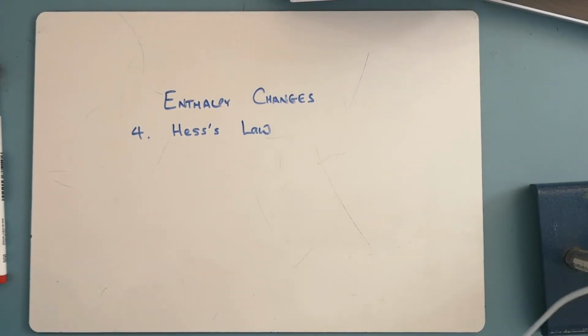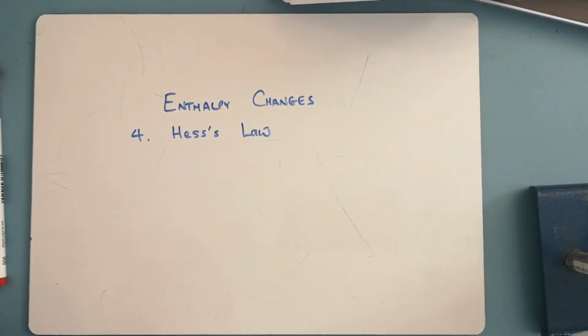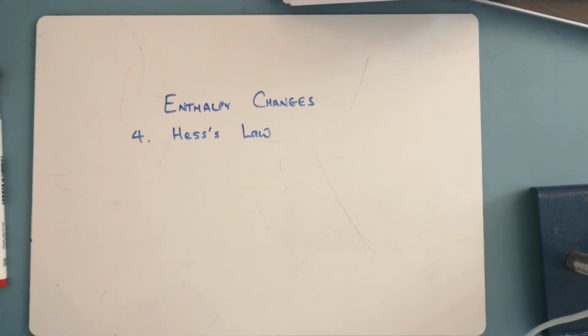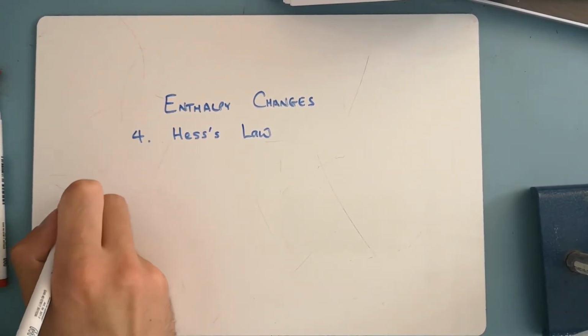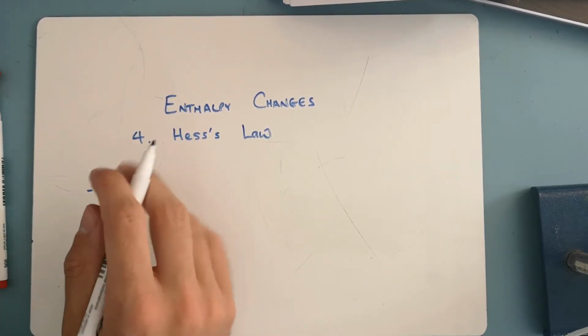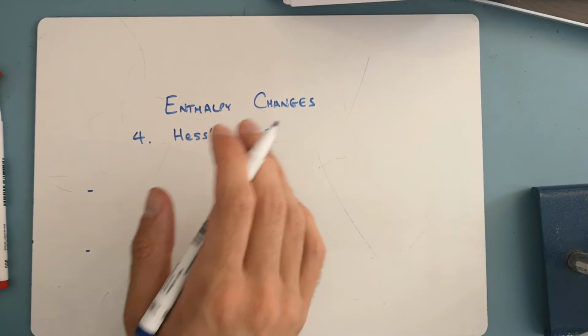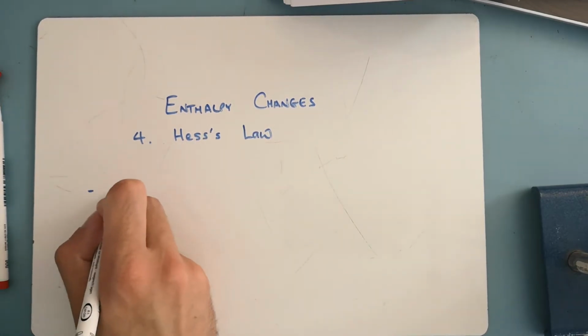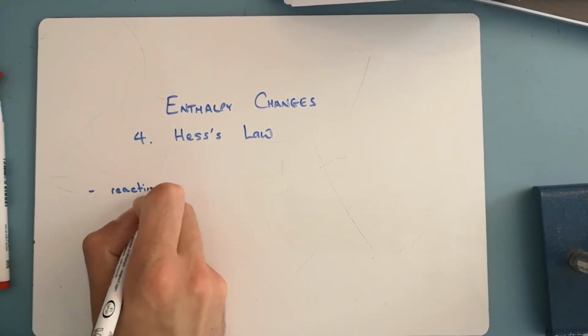Hi, this is the fourth video in the enthalpy changes section, and in this one I'm looking at Hess's law. Now, Hess's law is often quite difficult to get your head round. We're going to think of, first of all, with Hess's law, that reactions can take more than one route.